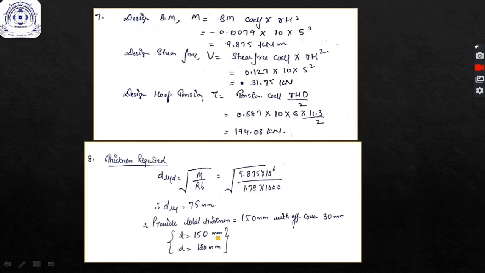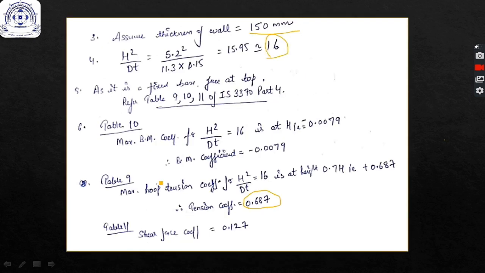So we get all these three values, and we get the design bending moment as bending moment coefficient into gamma h cube, the design shear force as coefficient into gamma h square, and the design hoop tension as tension coefficient into gamma h into d by 2, as 194.08. So now these are the values of all forces and moments. Now we just apply a check. As you always know, whenever you make an assumption, you always check it.